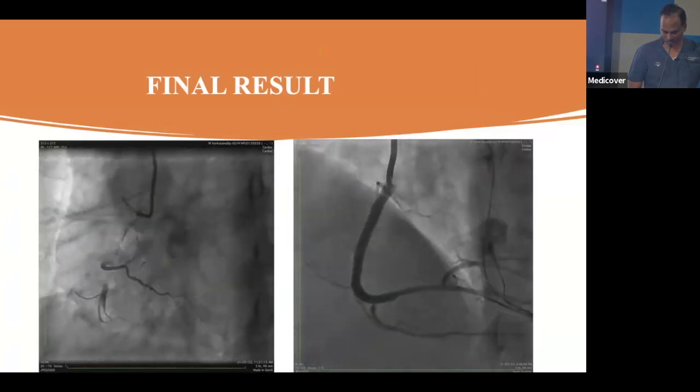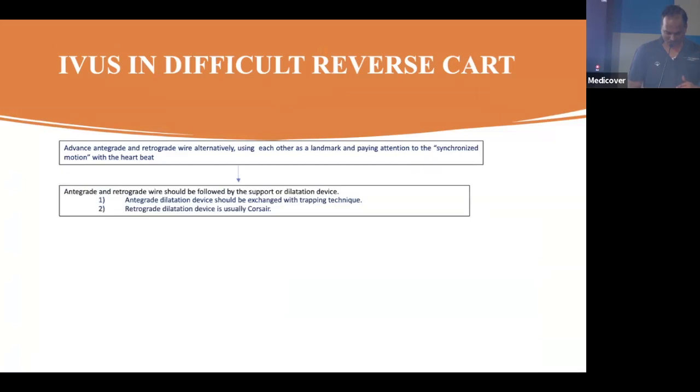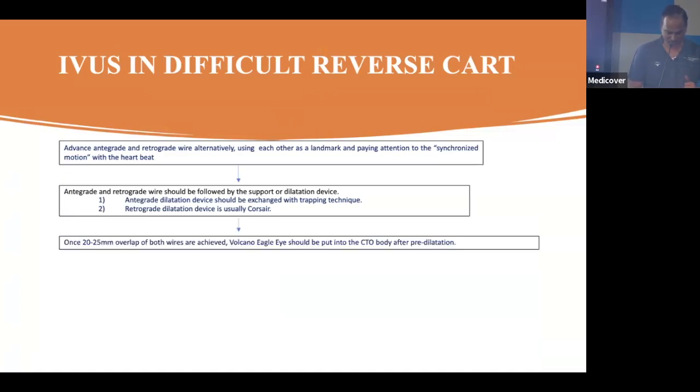So that's most important. In a difficult reverse CART, what you can do is overlap the two antegrade and retrograde wires and then do an IVUS, after creating a space with a 1.5 mm balloon, and see where the two wires are in one zone. That is, both wires in intima or both wires in subintima. It is easy to connect. If one wire is in intima and the other wire is in subintima, it is difficult to connect.